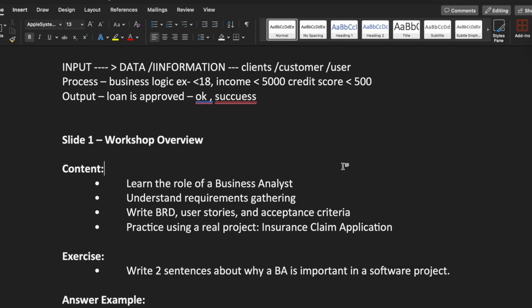Our main role is just to understand this, and mainly I am going to focus on SDLC. So let's get started quickly and discuss.